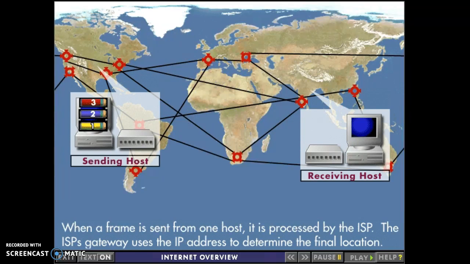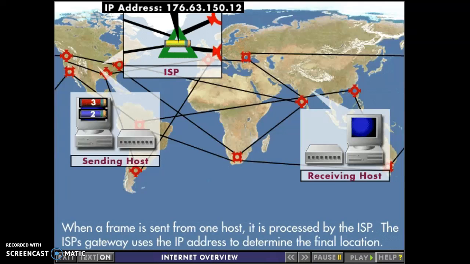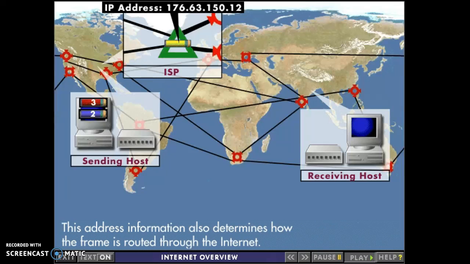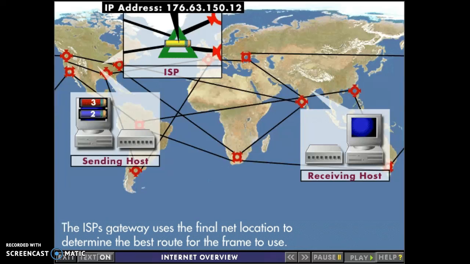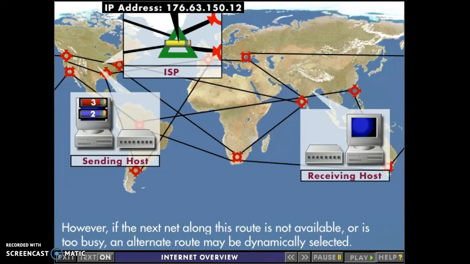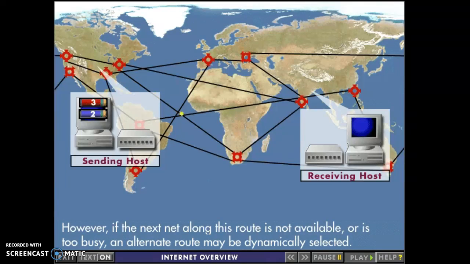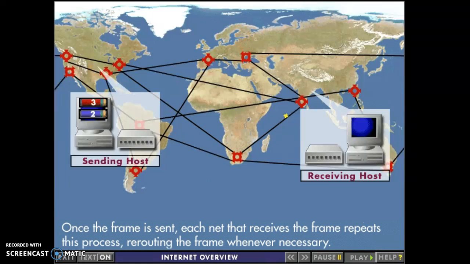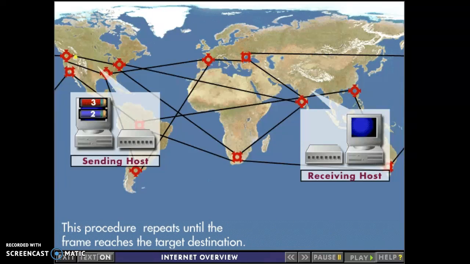When a frame is sent from one host, it is processed by the ISP. The ISP's gateway uses the IP address to determine the final location. This address information also determines how the frame is routed through the Internet. The ISP's gateway uses the final net location to determine the best route for the frame to use. However, if the next net along it is not available or is too busy, an alternate route may be dynamically selected. Once the frame is sent, each net that receives the frame repeats this process, rerouting the frame whenever necessary. This procedure repeats until the frame reaches the target destination.